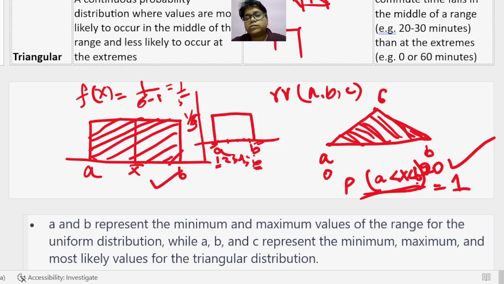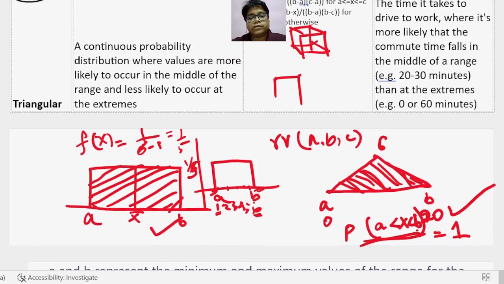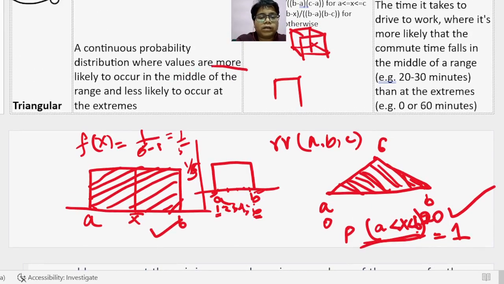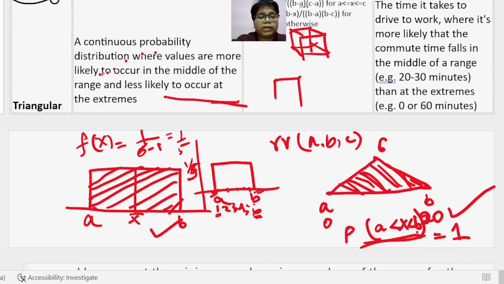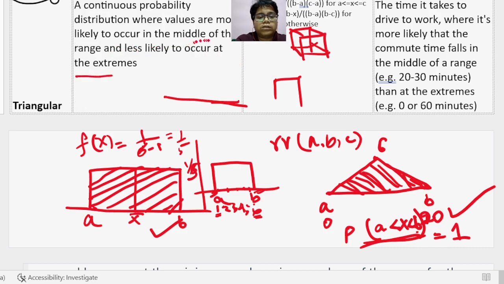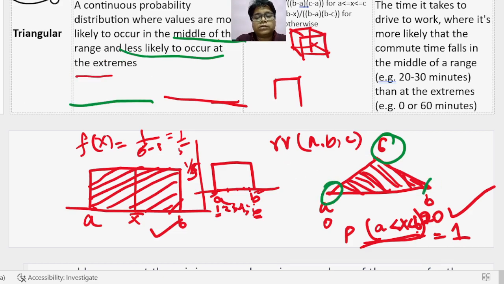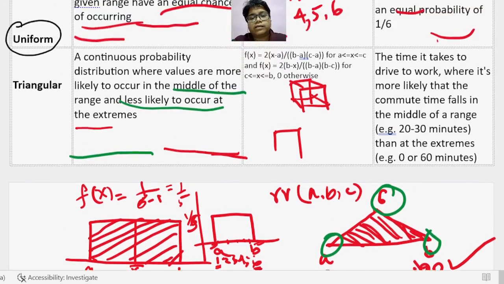So that's the definition of the triangular distribution: more likely values occur in the middle of the range. At this value it is the highest number of occurrences, and less likely to occur are the extremes. At these points it is very unlikely.